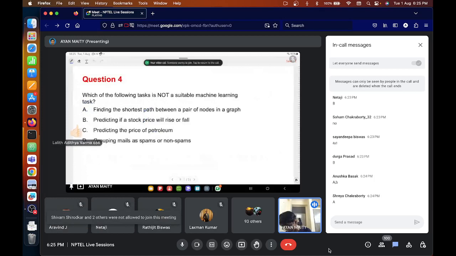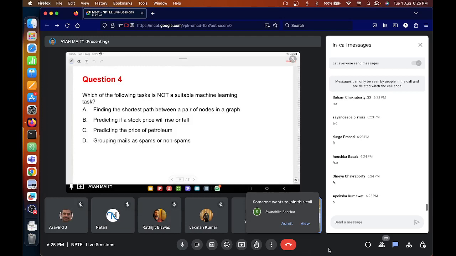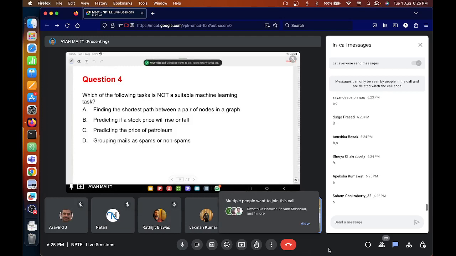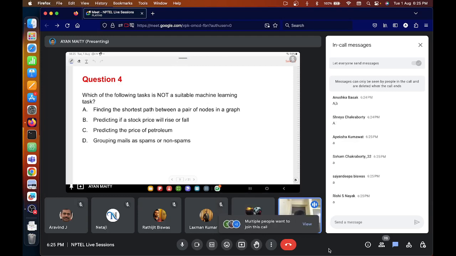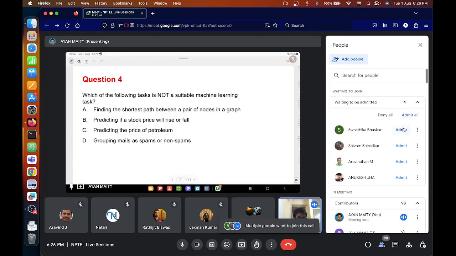So now we can move on to question 4. Which of the following tasks is not a suitable machine learning task? There are 4 options. Multiple options may be correct again. Option A is finding the shortest path between a pair of nodes in a graph, predicting if a stock price will rise or fall, predicting the price of petroleum, grouping mails as spams or non-spams. So which of these 4 is or are not a suitable machine learning task?